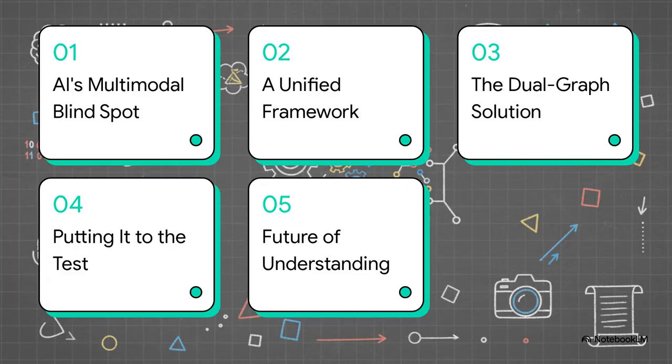So here's what we're going to dive into. First, we'll unpack this idea of AI's multimodal blind spot. Then, we'll look at a new way to build a unified knowledge framework. We'll get into the weeds of a really clever dual graph solution, see how it holds up when we put it to the test, and then we'll look ahead at what this all means for the future of AI understanding.